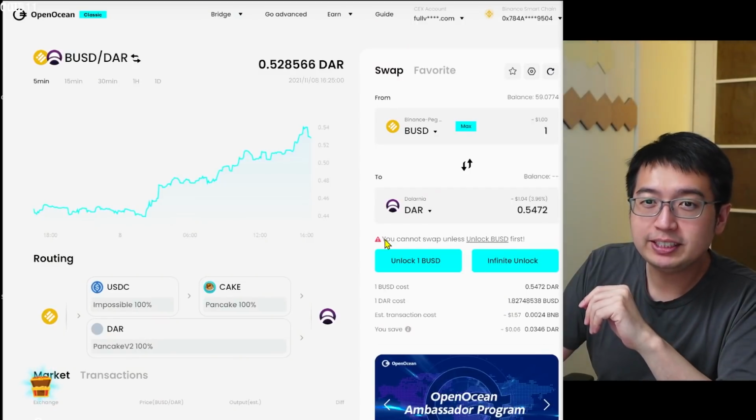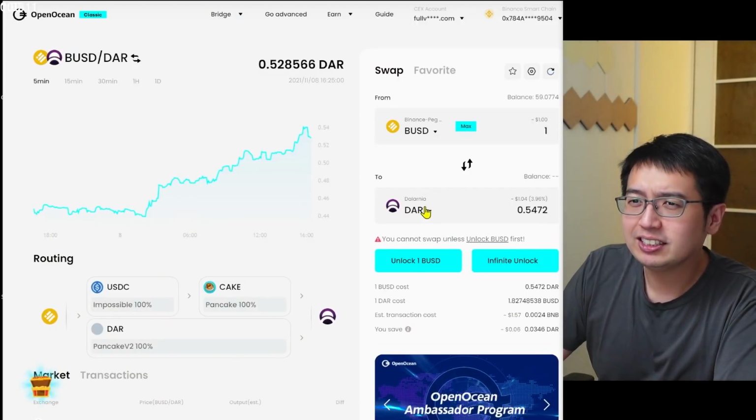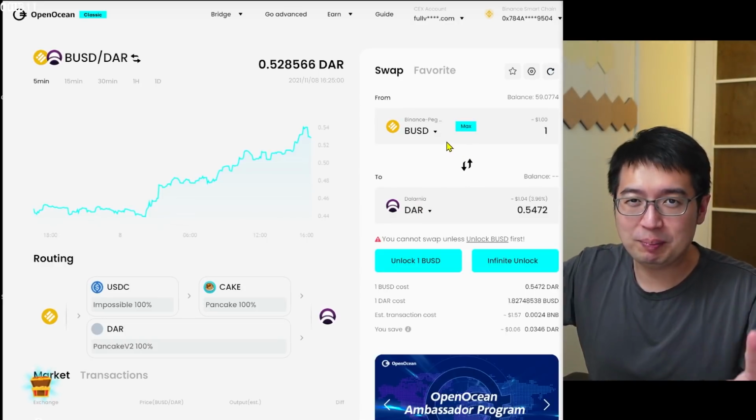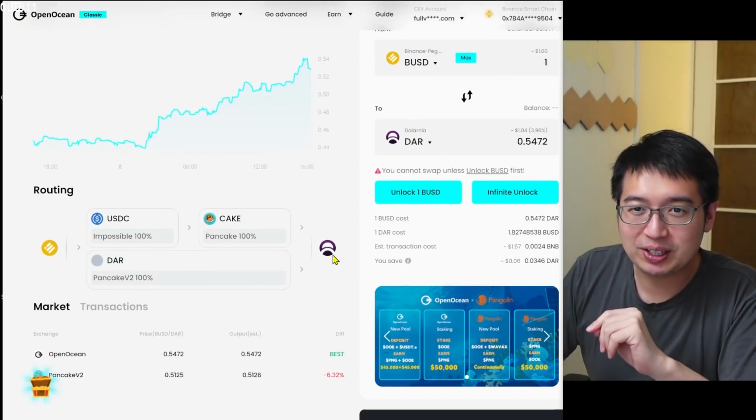Alright, so let's make a swap. I'm going to be trading my BUSD for DAR. That's Mines of Delarnia. It's some blockchain game. Not recommending or endorsing it, but it does have a unique routing, and that's what we're going to go over.